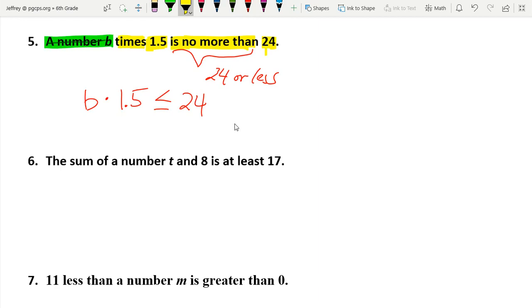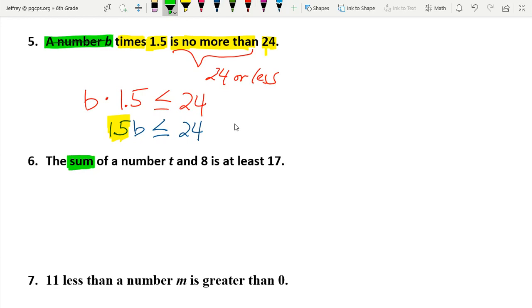B times 1.5 is the same thing as saying 1.5b is less than or equal to 24. It's always the coefficient first, the number first before the variable. Okay, don't forget that. Now, let's try to do number 6.